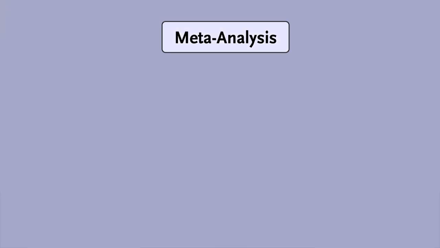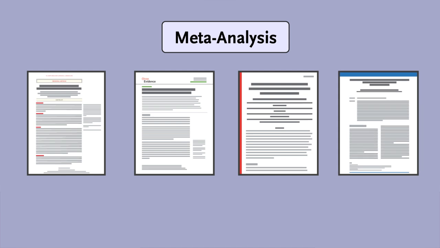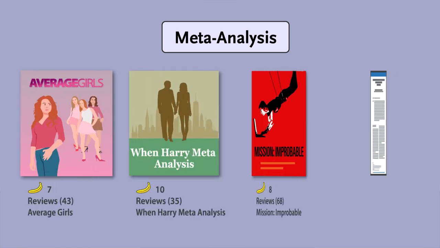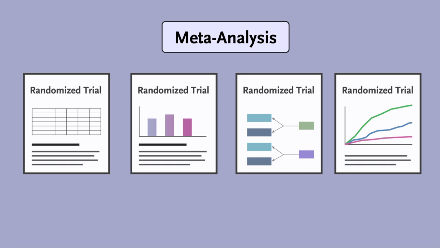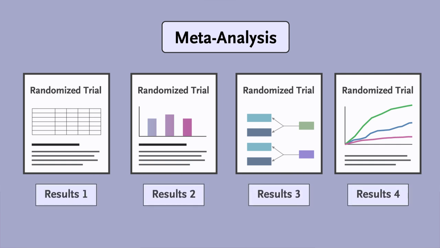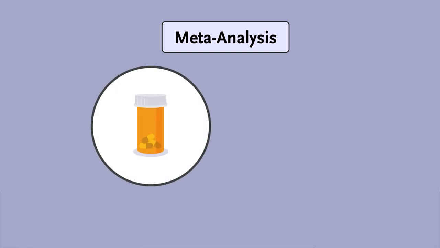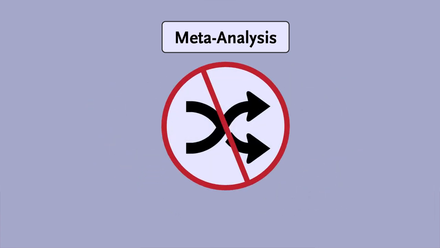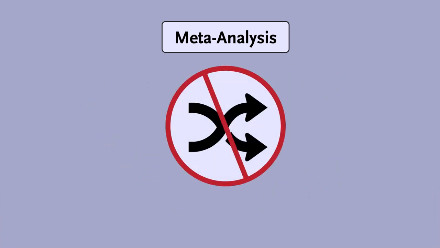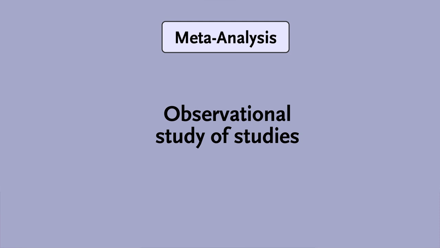Meta-analysis is a statistical technique that pools results across studies. For example, aggregating results of multiple movie reviews gives you a better sense of how reviewers in general felt about a film or the types of movies that are likely to be reviewed favorably. In clinical research, one use of meta-analysis is to pool results across trials to estimate the strength of an association between an intervention, say a medication for heart failure, and an outcome, say hospitalization for heart failure. A meta-analysis is not a randomized trial. It's an observational study of studies.